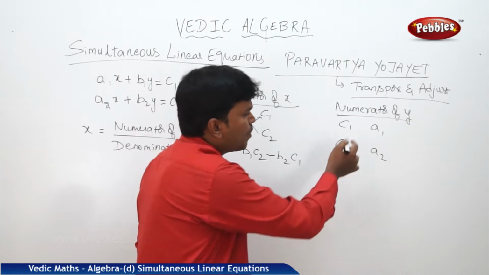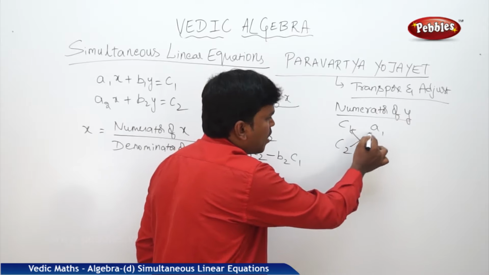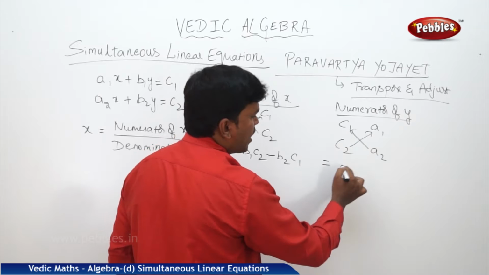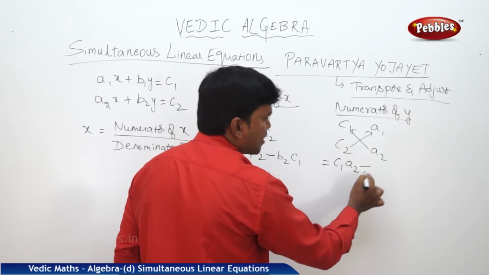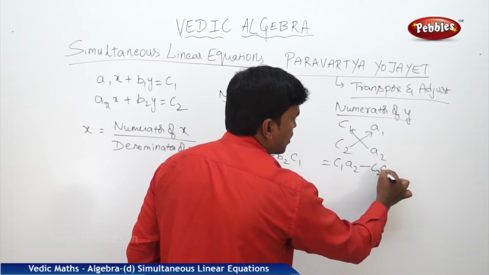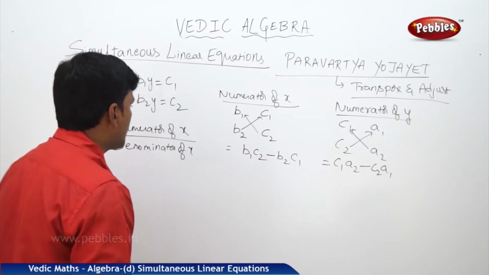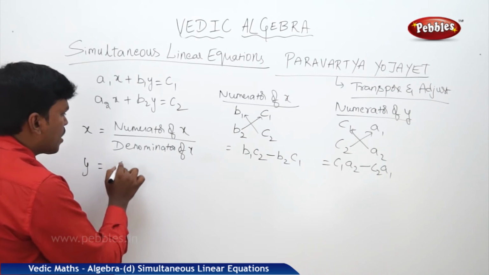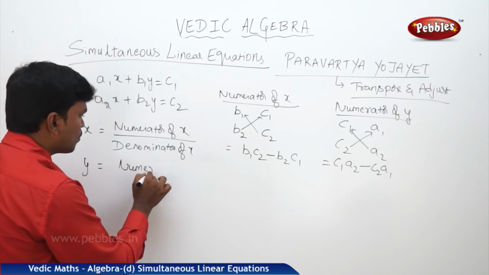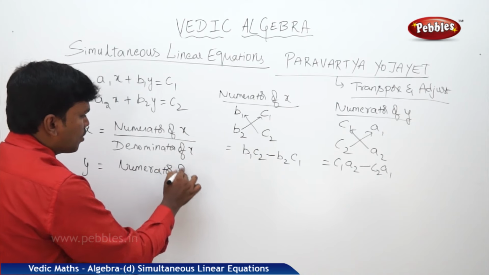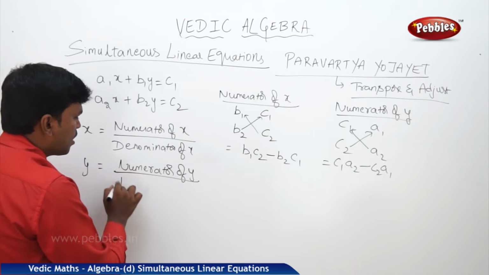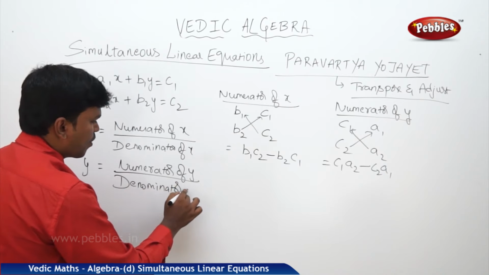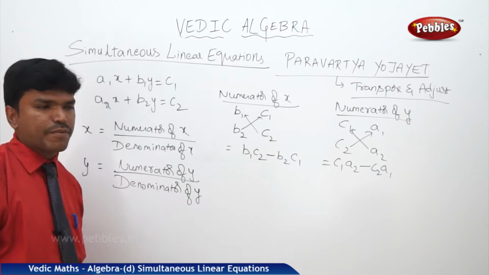Here also you need to cross multiply and take the difference. So to get the numerator of y, we do c1 a2 minus c2 a1. This is the numerator of y. Why am I saying numerator of y? Because the solution of y is also divided into two terms: numerator of y by denominator of y.